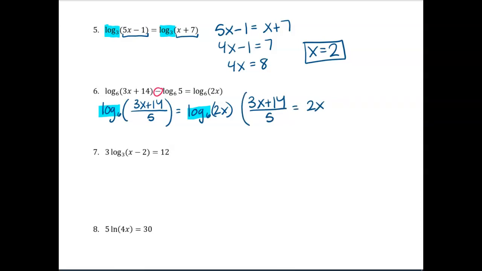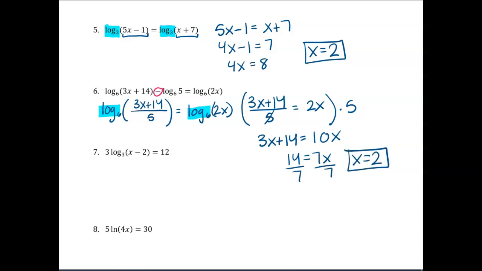And then from here, we can multiply by 5 on both sides. So here we'll cancel out our 5. We get 3x plus 14. 2x times 5 is 10x. Subtract 3x from both sides. 14 equals 7x. Divide both sides by 7. So x equals 2, just like the one above, which is a weird coincidence.